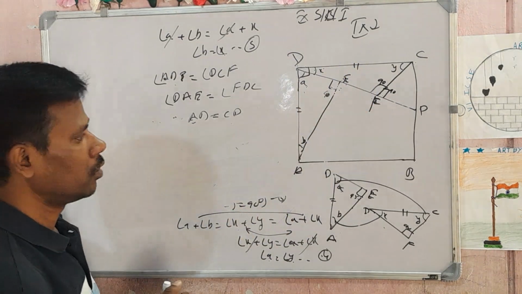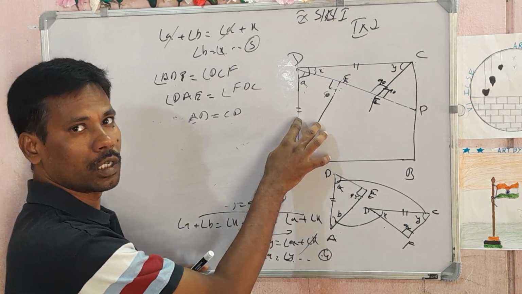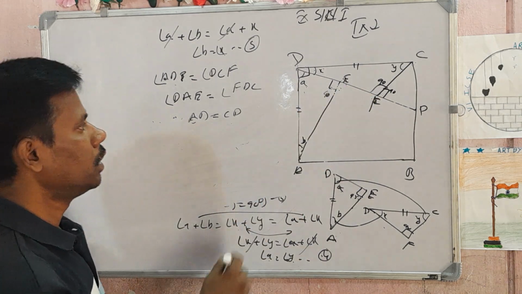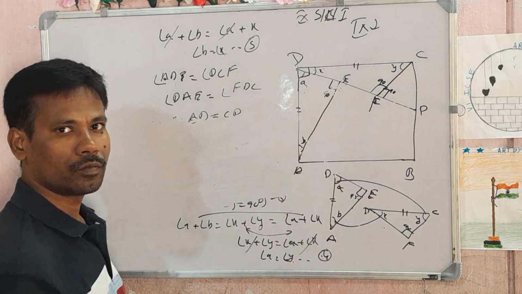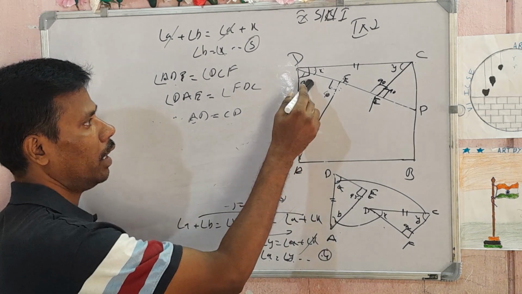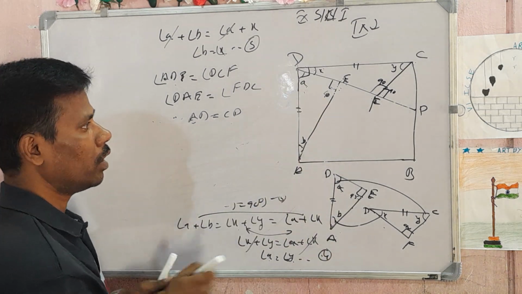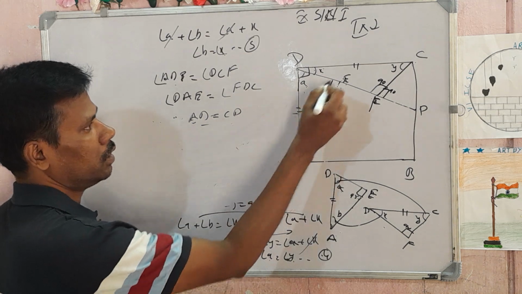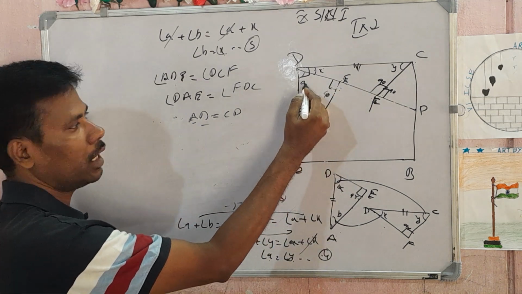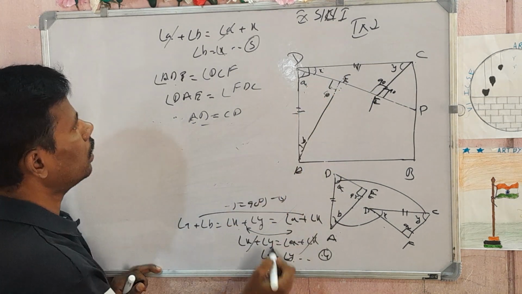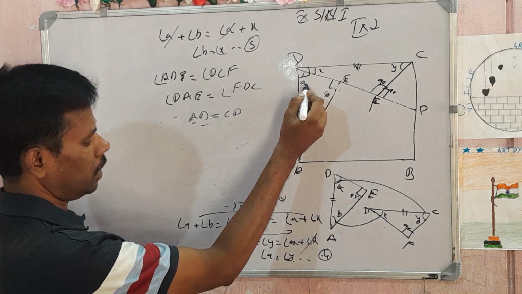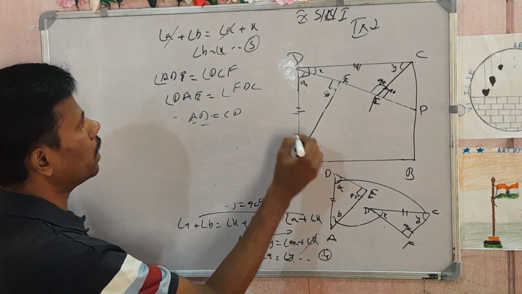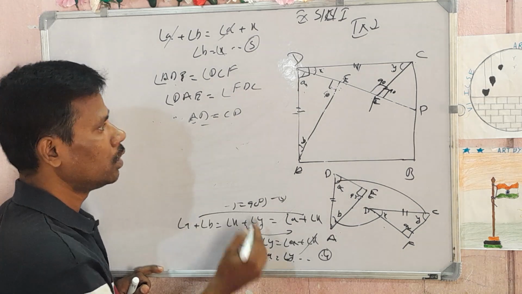Therefore, by which property are the triangles congruent? By angle side angle. Why? Because this is the common side. AD is equal to CD. This is the common side. Angle A is coinciding with angle Y. See here. Next, angle B is coinciding with angle X.